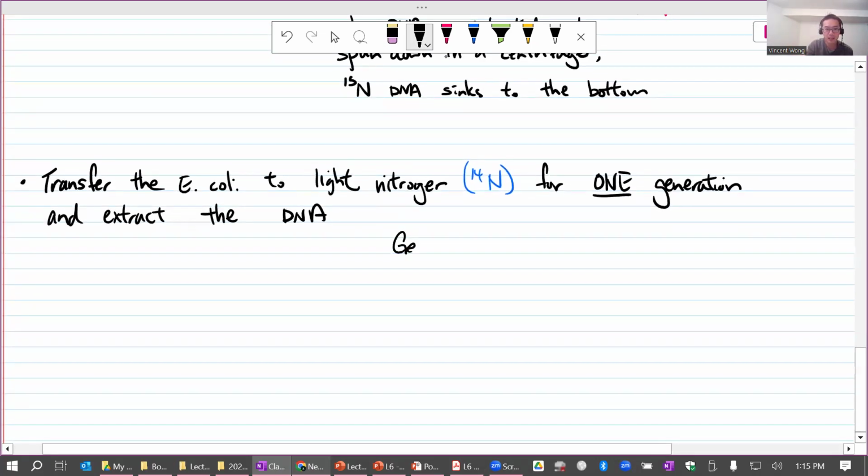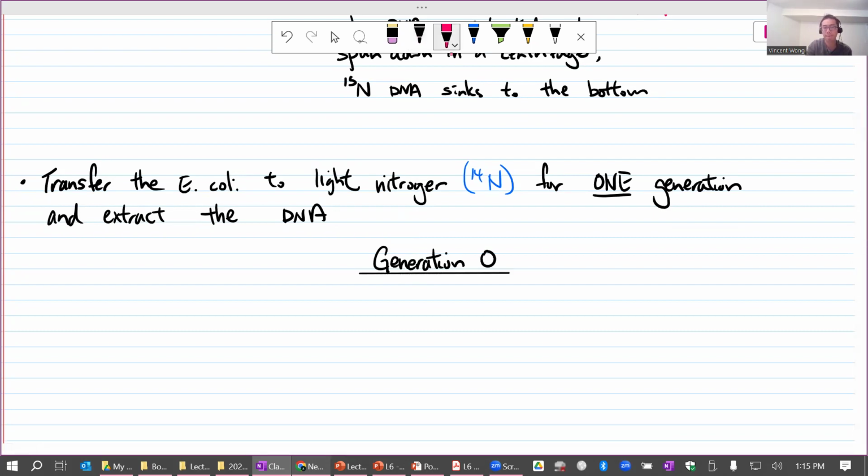We have the original. Let's call that generation 0. Okay, generation 0. That's the one that had been growing in heavy nitrogen for several generations. So what does their DNA look like?